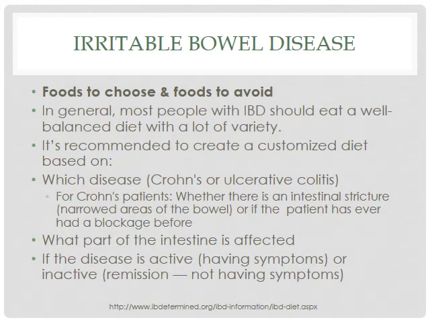Foods to choose and foods to avoid. In general, most people with IBD should eat a well-balanced diet with a lot of variety. It's recommended to create a customized diet based on which disease, Crohn's or ulcerative colitis. For example, for Crohn's patients, whether there is an intestinal stricture, narrowed areas of the bowel, or if the patient has ever had a blockage before. Also, note which part of the intestine is affected, and finally, if the disease is active, if they're having symptoms, or inactive, if they're in remission or not having symptoms.